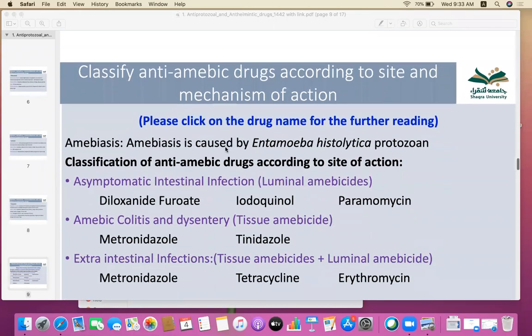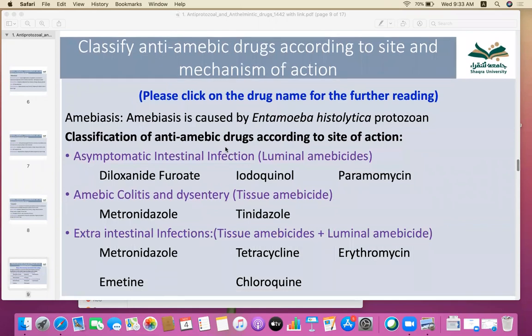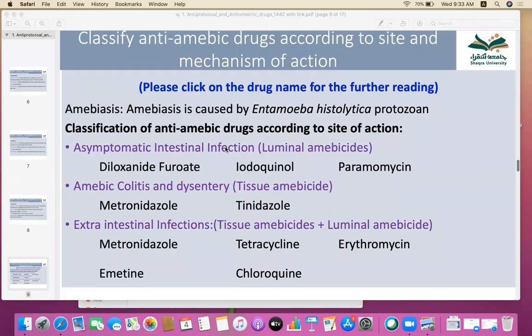Next objective is to classify anti-amoebic drugs according to the site and the mechanism of action. Here also, I made this PDF available functionally, and if you want further reading, please click on the drug name. Now, classify the anti-amoebic drugs according to site and mechanism of action.